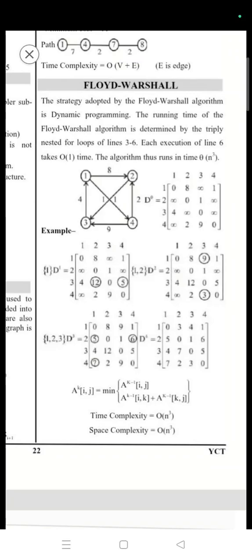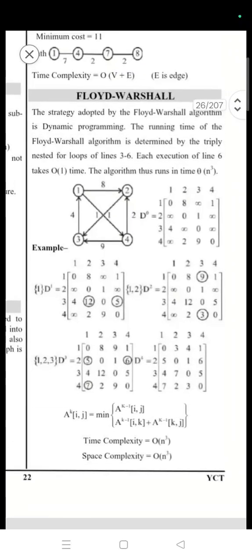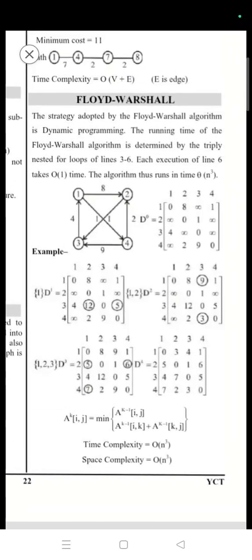Floyd's Warshall. The strategy adopted by the Floyd's Warshall algorithm is dynamic programming. The running time of the Floyd's Warshall algorithm is determined by the triple nested for loops of lines 3 to 6, for execution of 6 lines takes one time.